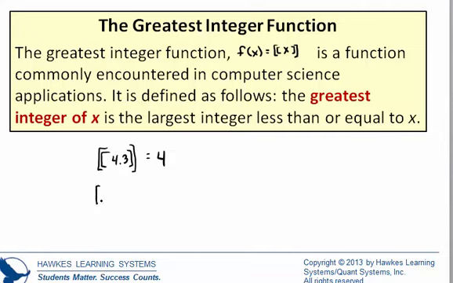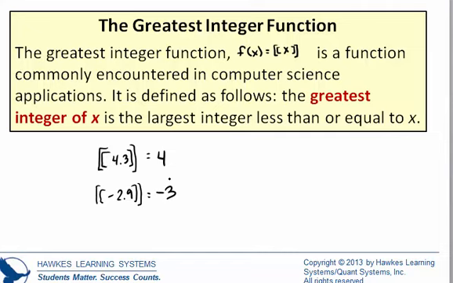Another example would be to have a negative number. So what if we have the greatest integer function acting on -2.9? So we need the largest integer that is less than or equal to x. And so in this case, that would be -3. -3 is less than -2.9 because you're dealing with negative numbers, and it's the largest integer. It's the closest one to negative 2.9.